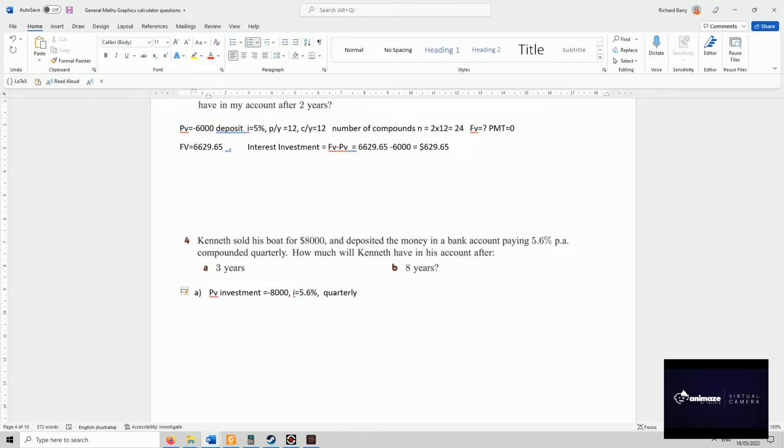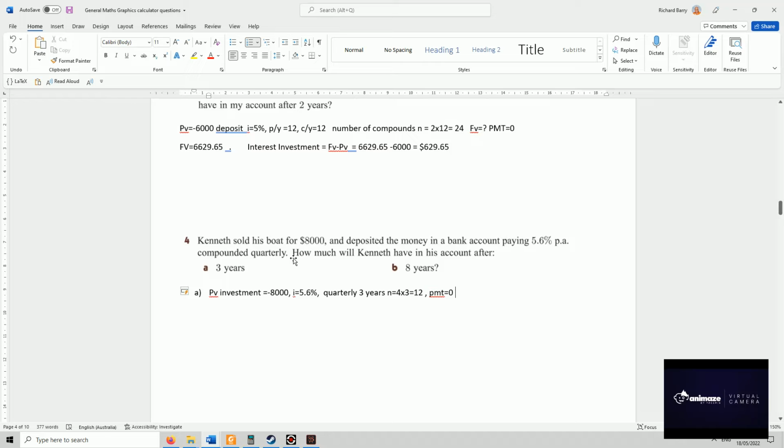Quarterly, 3 years. Everybody happy that N has got to be equal 4 times 3? 4 times 3 equals 12. This question has no regular payments. It's just the money put in once. There's no payment every month. So PMT equals 0.